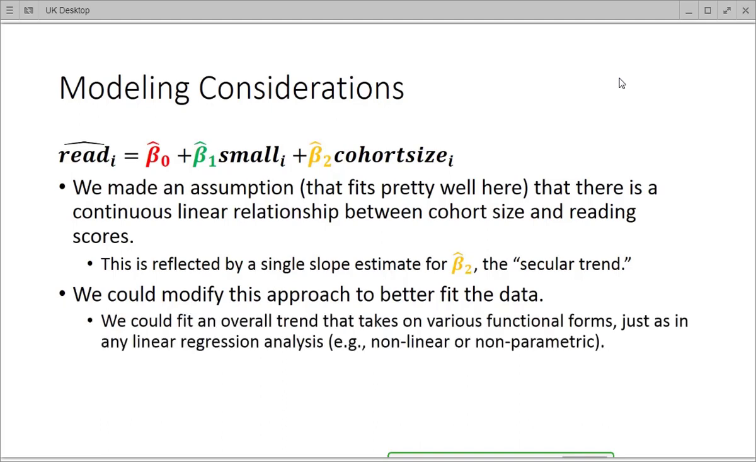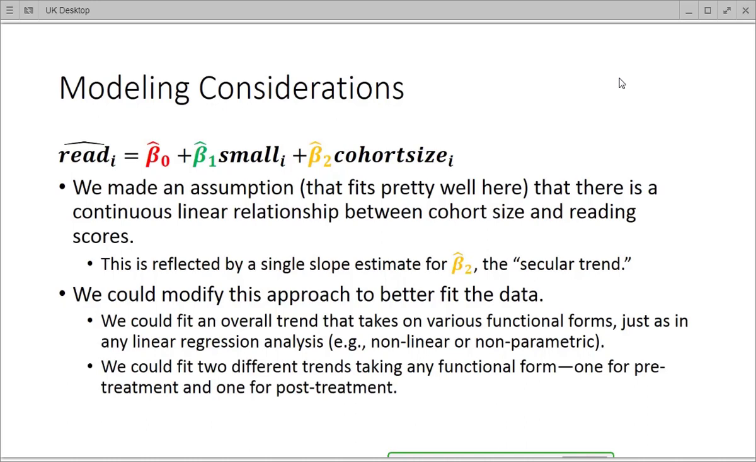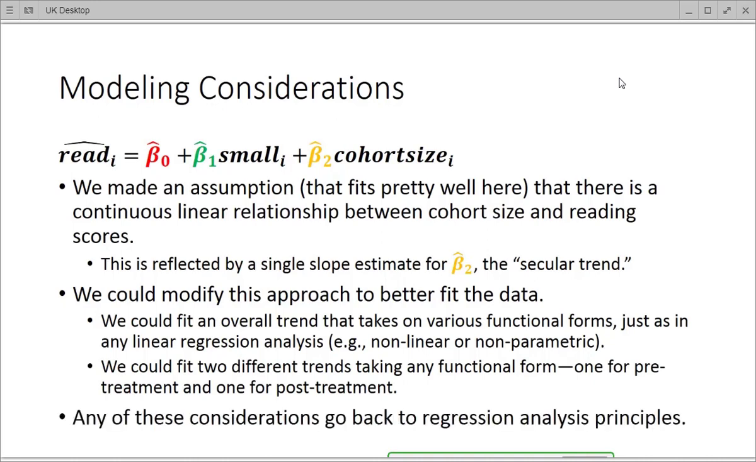The first is that we could fit an overall trend that takes the underlying functional form. Maybe it's not a linear model. Maybe it's a polynomial model. Maybe it's a non-parametric equation. All of the regression principles that you've learned come into play here in terms of how you would model that underlying relationship. We could fit two different trends taking any functional form. Similar to what I started out with, we could fit a pre-treatment trend, we could fit a post-treatment trend, and then that jump, that difference at the discontinuity, will represent the average treatment effect. Again, any of these considerations go back to regression analysis principles.